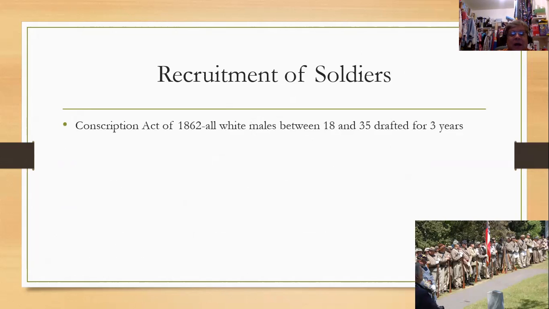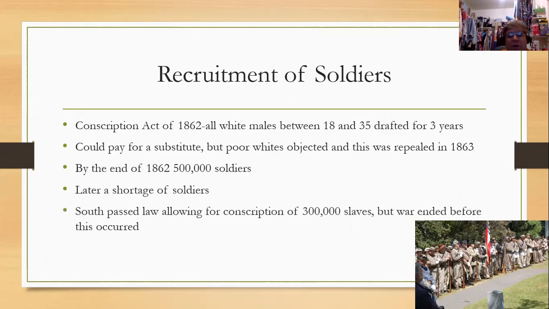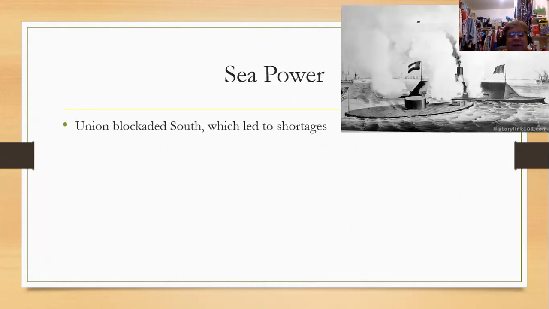The Conscription Act, in other words, the Draft Act of 1862, held that all white males between 18 and 35 had to serve in the military for 3 years. The South instituted the draft before the North. Also, as in the North, wealthy citizens could pay for a substitute, but there were objections to that, and that was repealed in 1863. At the end of 1862, there were 500,000 soldiers fighting for the Confederacy. But despite that, there was later a shortage of soldiers, and towards the end of the war, the South passed a law allowing for slaves to be drafted, but the war ended before that could occur.